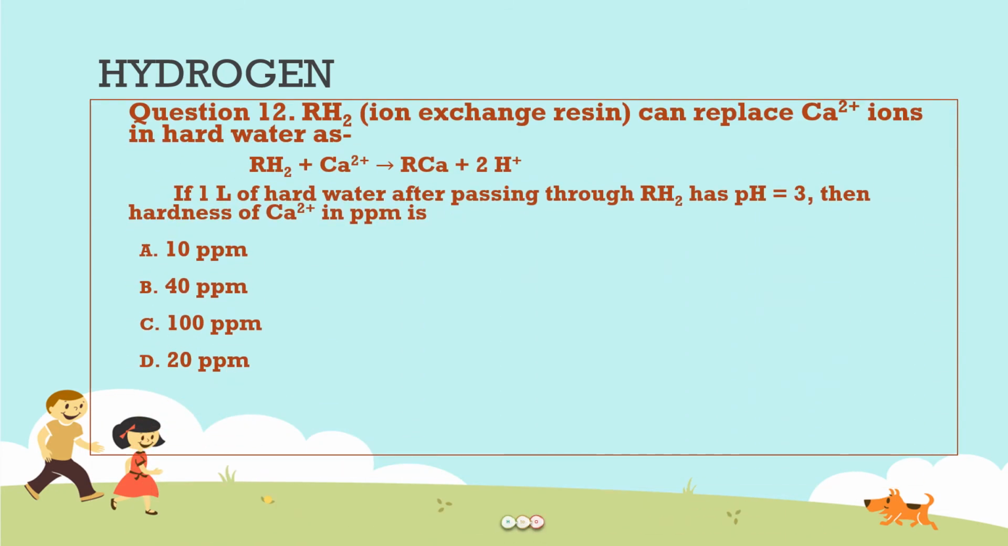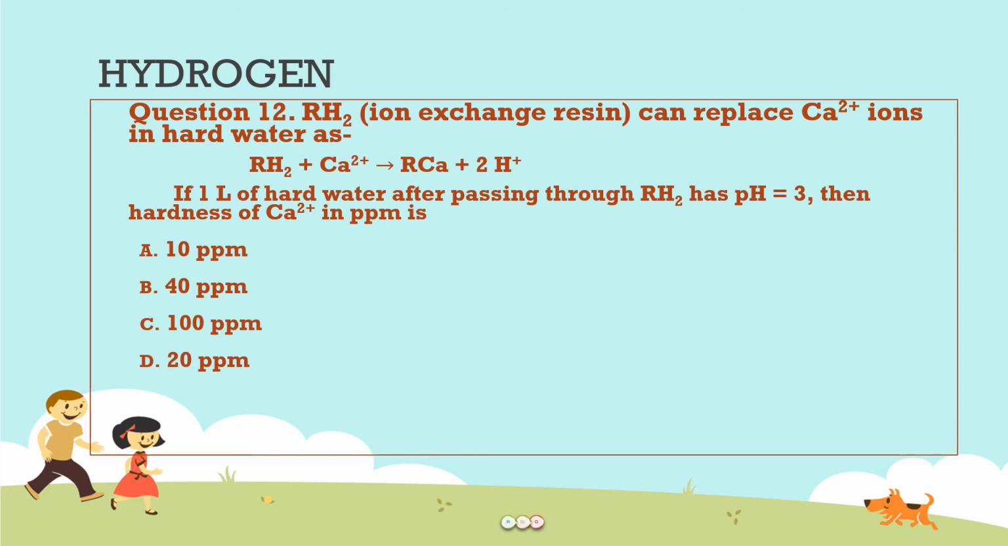Moving on to question number 12 now. Question number 12 says that RH2, the ion exchange resin, can replace calcium ions in hard water as RH2 plus calcium ions. So this is removing these H ions, it is becoming RCa and 2H positive. If 1 liter of hard water after passing through RH2 has pH 3, then the hardness of calcium in ppm is going to be 10, 40, 100 or 20 ppm.